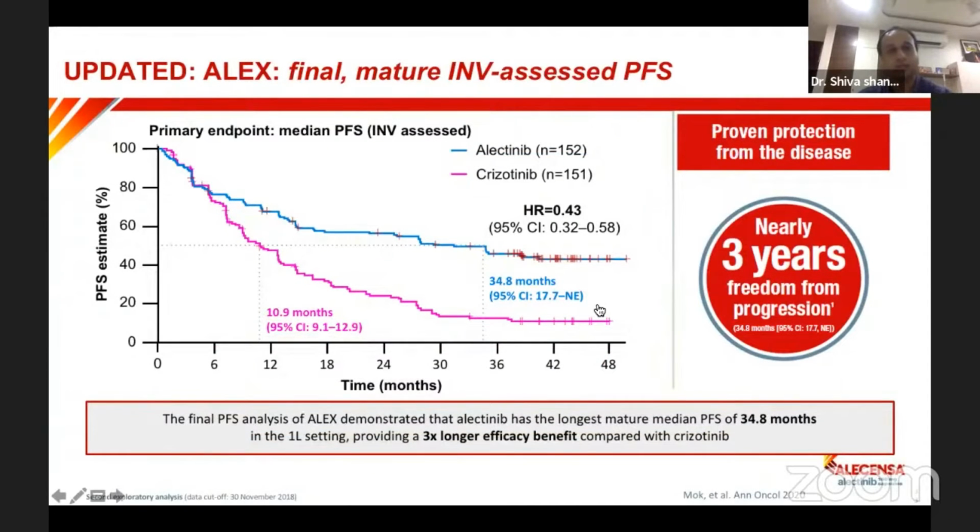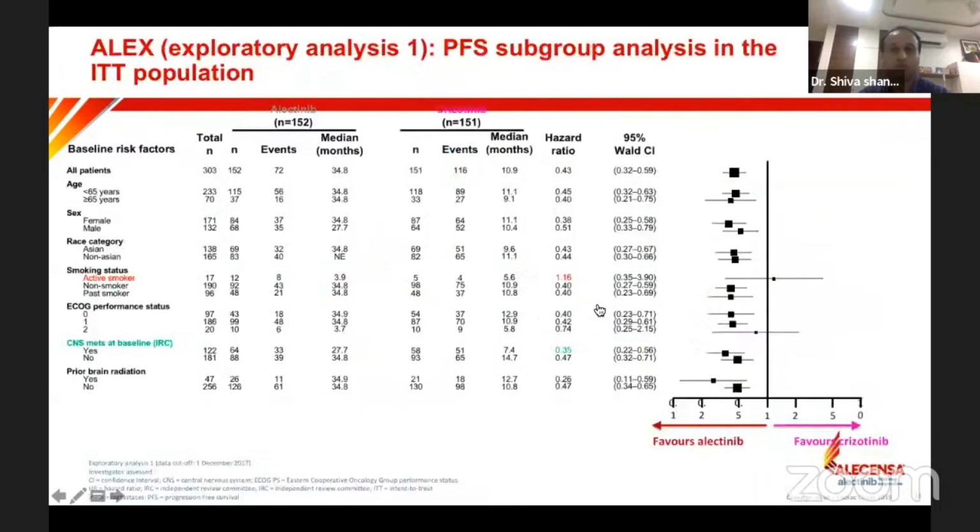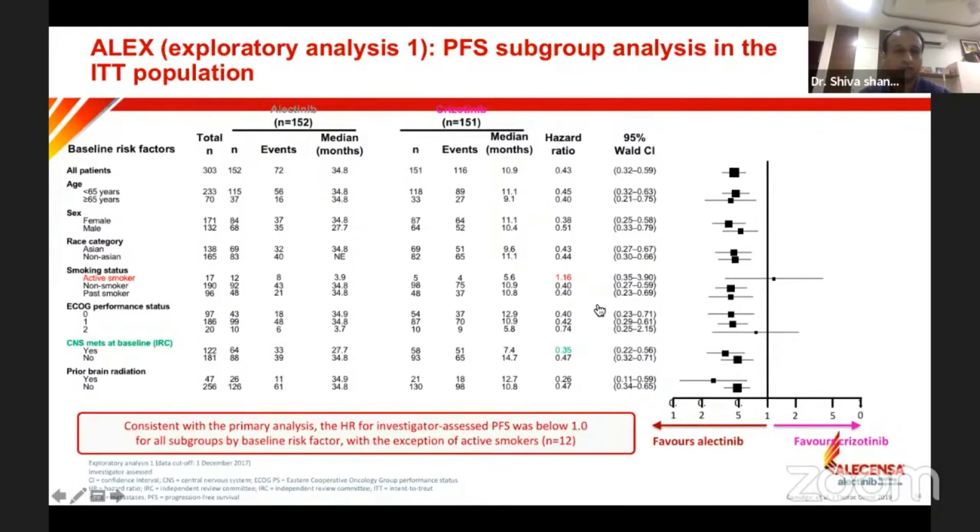they were also regularly looked at for evolution of brain metastasis in both the arms. So if you look at the primary endpoint, that is PFS, it has shown a significant improvement in PFS from 10.9 months to 34.8 months with alectinib compared to crizotinib. Nearly 3 years freedom from progression if the patient is on alectinib. If you look at the subgroups, it favors alectinib across all the subgroups, be it less than 65, more than 65, Asian, non-Asian, except for active smokers.